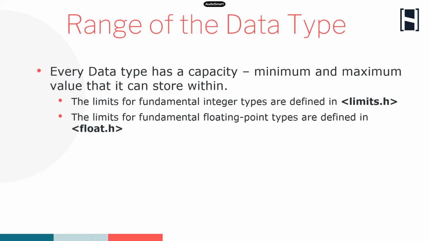So if required, we can also make use of this header file to know the range of values. Right, limits.h is for the integer data types. That is your short int, long int, normal int, unsigned, signed, all these, anything related to integers, and also your char data type. So anything related to integer and char.